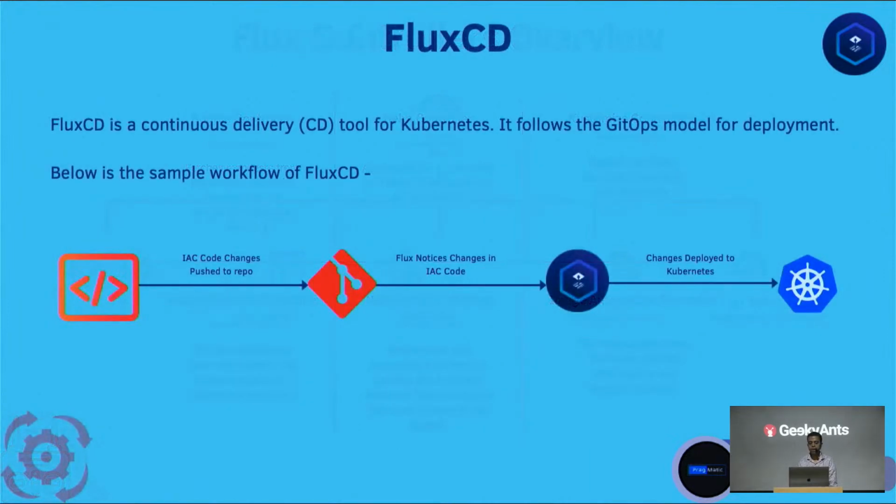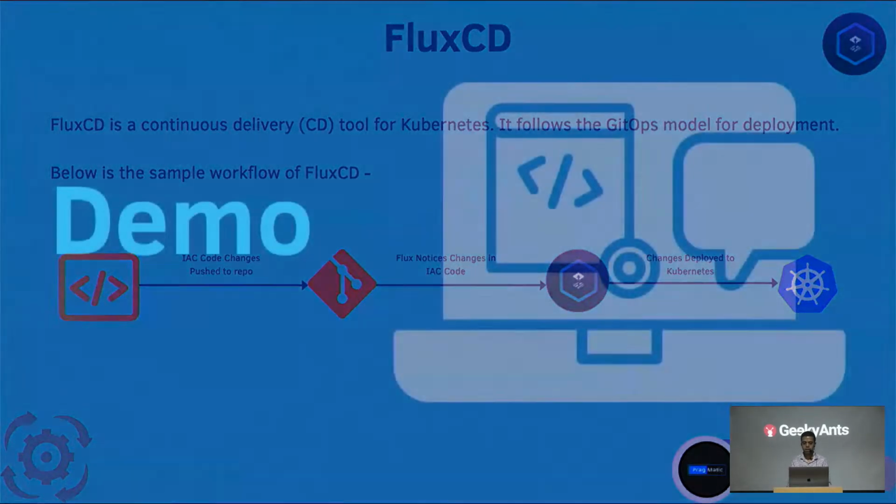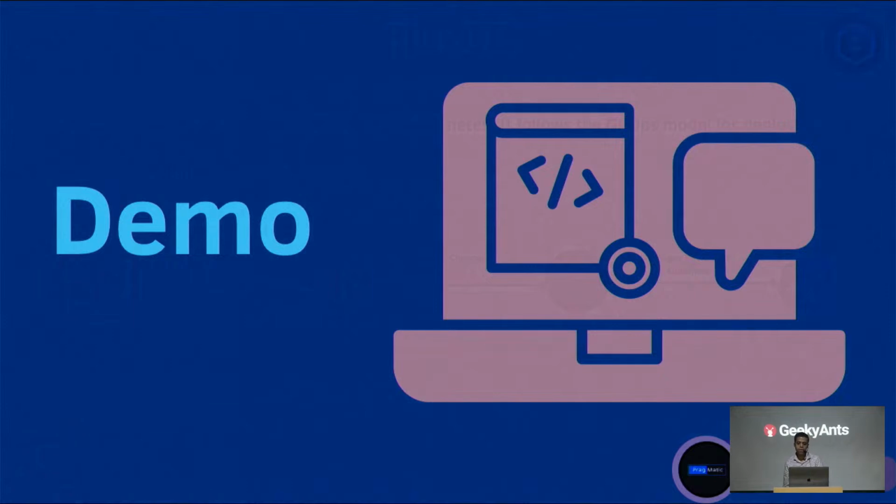And this is a typical workflow of Flux, wherein, as we can see, whenever we push a code change into the repo, Flux will notice that change and go ahead and apply it to Kubernetes. So I'll move quickly over to the demo side. For this demo, I have recorded a video. It will not be a live demo. I'll just play the video and walk you through it.